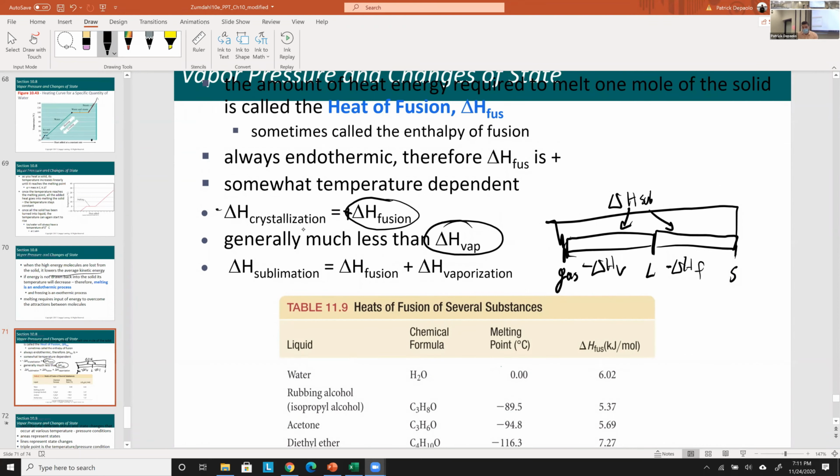And keep in mind, these heats, these enthalpies are per 1 mole. So it says it up here, but it got moved. The amount of energy required to melt 1 mole of solid. So for all these, it's per mole. Enthalpies are usually kilojoules per mole.